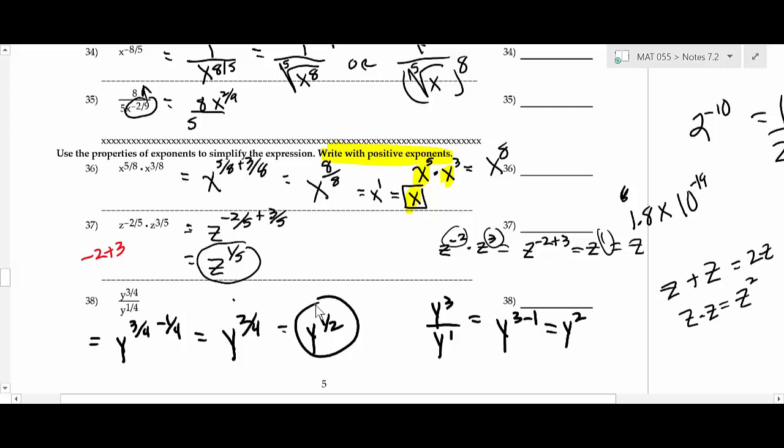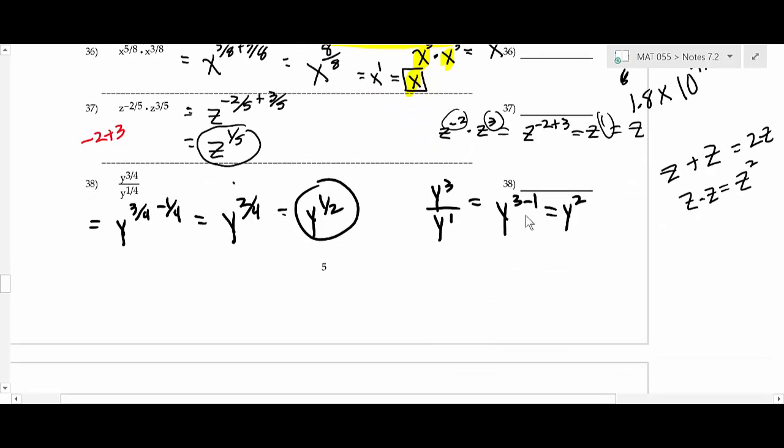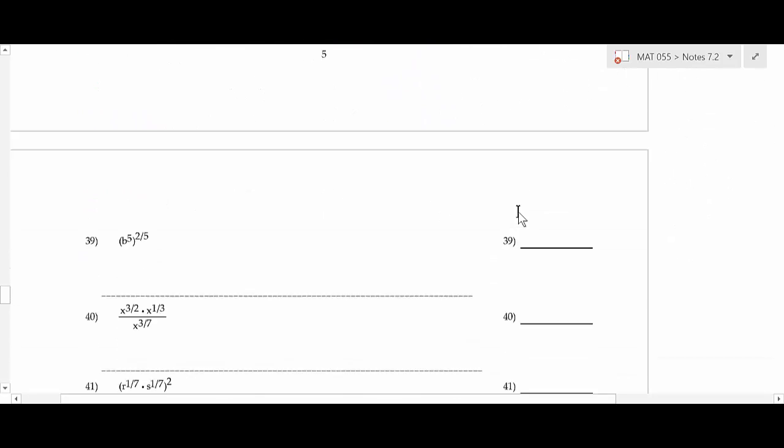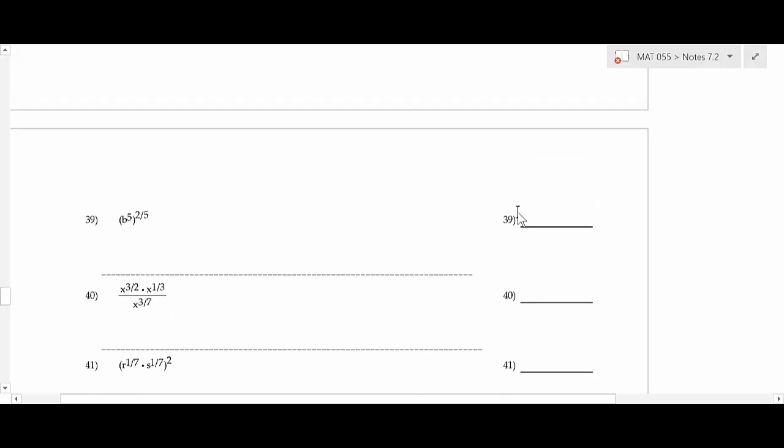Okay, so mostly what we're doing is observation of the properties that we reviewed in class last time. Do you add the exponents? Do you multiply them? Do you subtract them? That's the idea. So it starts off pretty simple. Okay, let's take a look at this one.